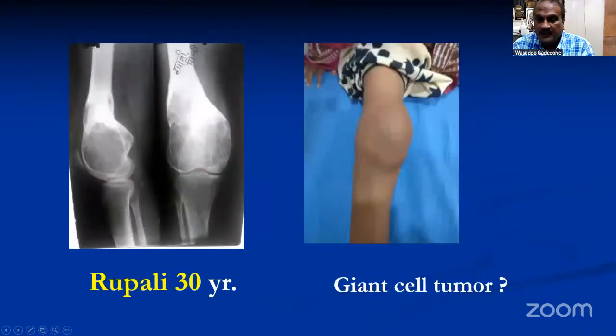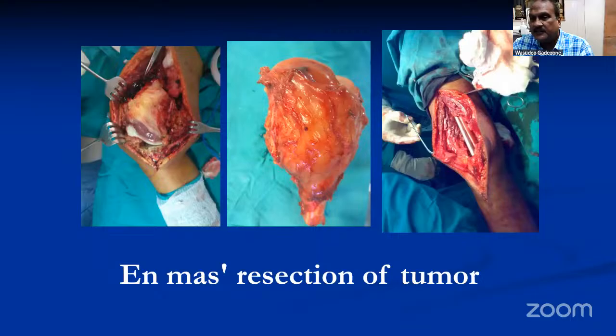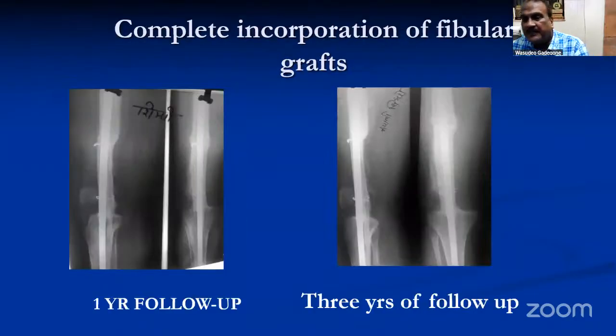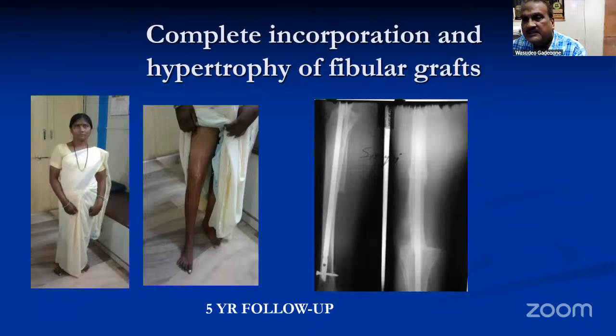Another example: aggressive giant cell tumor, en masse resection of the tumor. Two struts were fashioned from the harvested fibulae and inserted into the medullary canal at the resected ends of the tibia and femur with IM nail. Complete incorporation of the fibular graft at 1 year follow-up, 3 years of follow-up, and you can see 5 years of follow-up, with complete incorporation and hypertrophy of the fibular graft.